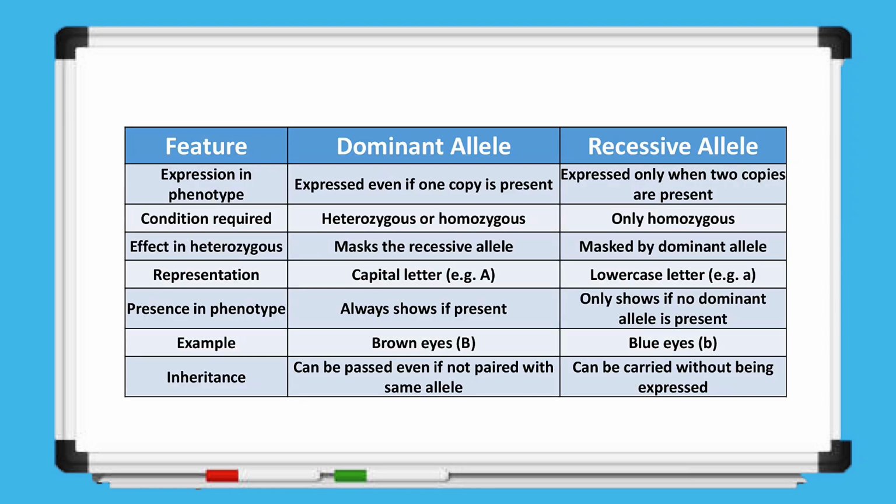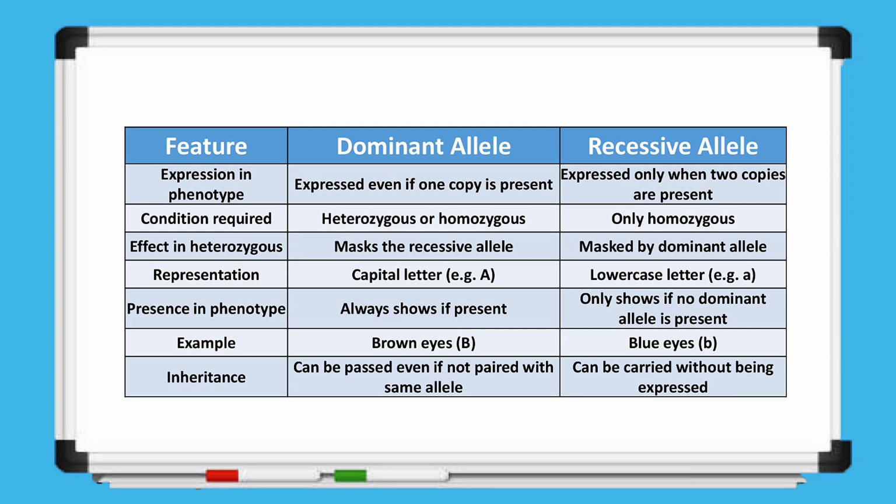So the comparison is that a dominant allele is expressed in the phenotype even if only one copy is present. It can show its effect in both heterozygous and homozygous conditions. In a heterozygous condition, it masks the recessive allele. It is represented by a capital letter such as capital A. A dominant allele will always be expressed if it is present, for example brown eyes. It can also be passed on to the next generation even if only one copy is inherited.